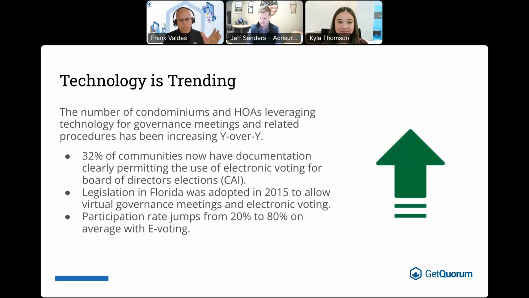So another bit of good news as we dive into some of the statutory requirements here. Participation rate jumps, folks, from 20% on average throughout our 2,000 communities like GetQuorum services that we've seen have no electronic voting, electronic notices out there, to 80% on average with electronic voting. This is huge. This is massive amounts of participation. Why? Because we're finally communicating with most, right? The 80% is the most of the owners, how they're used to communicating, right?